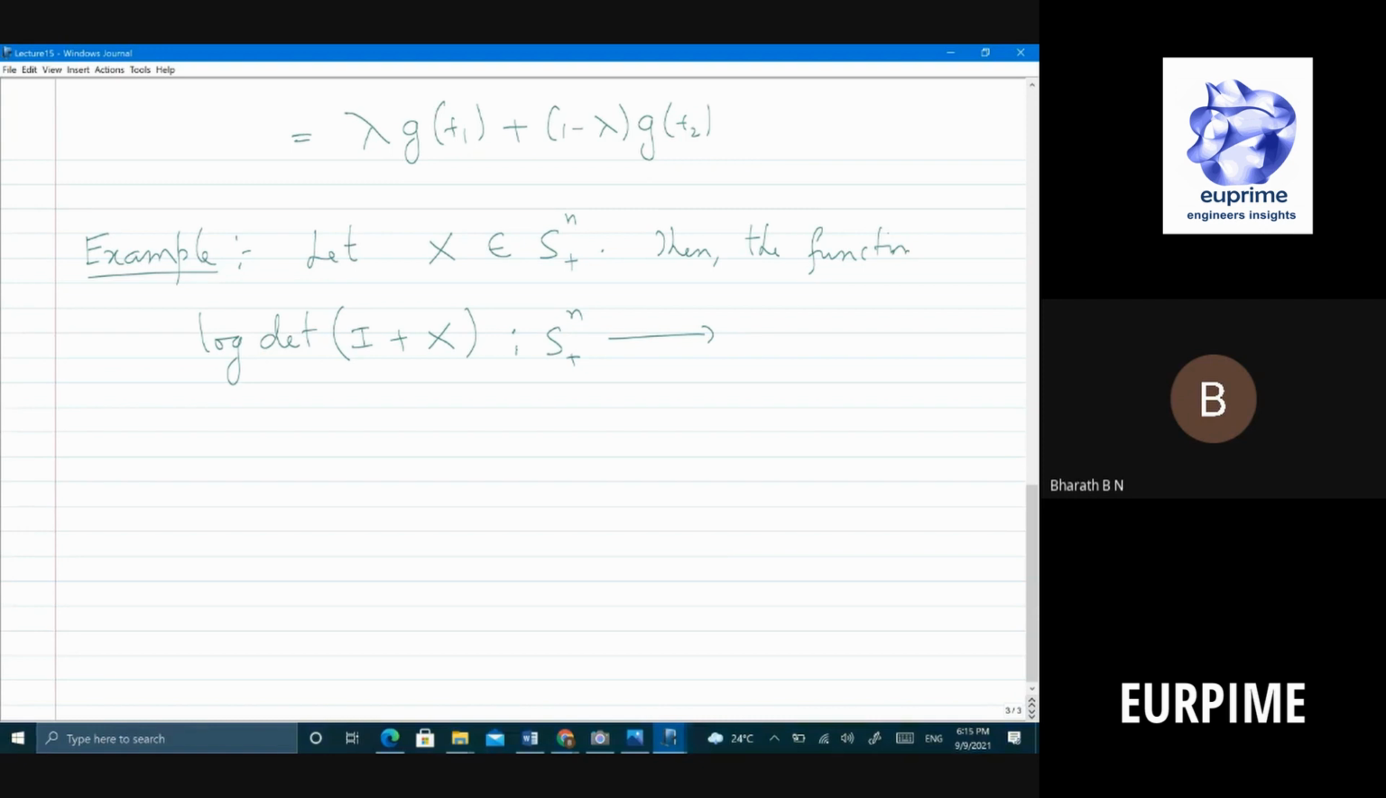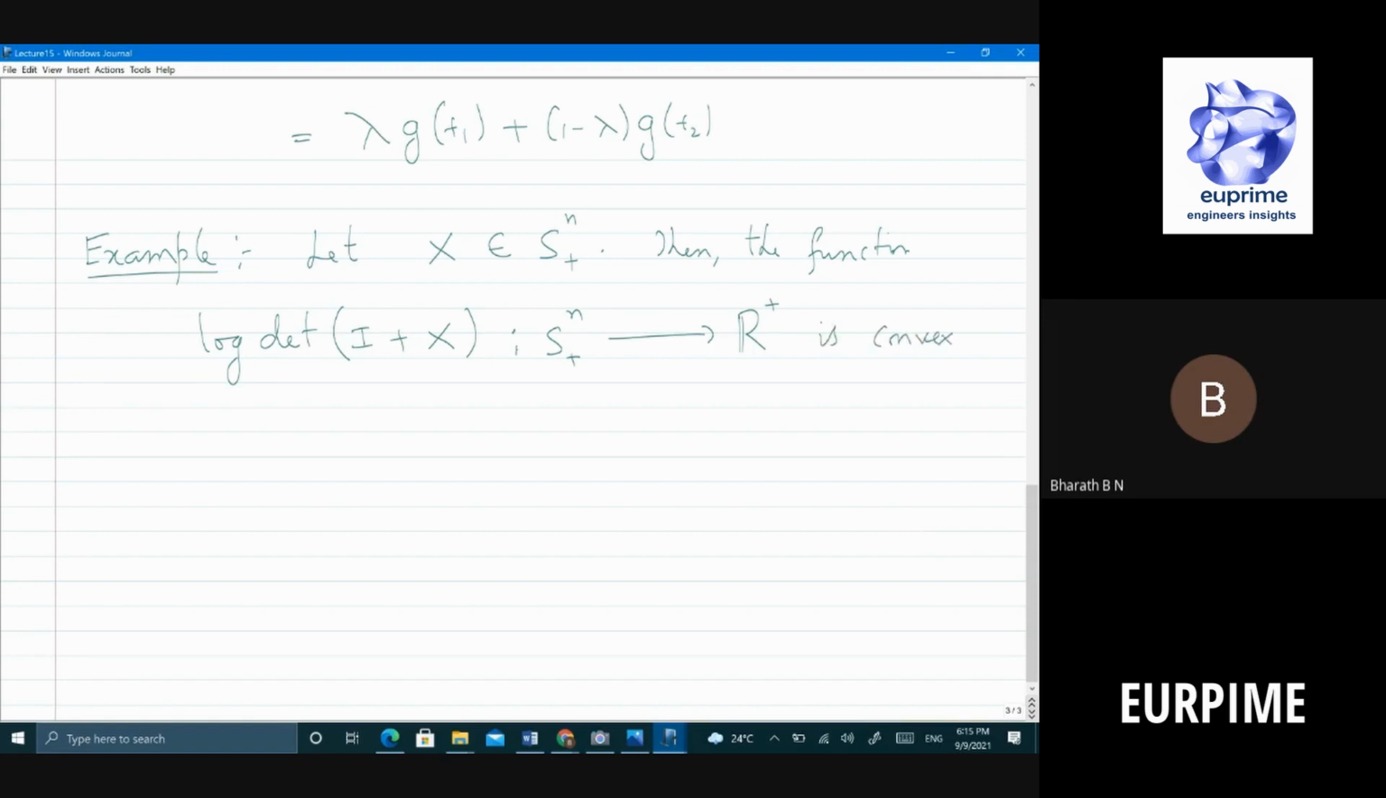Therefore, taking the product: the determinant of x is the product of the eigenvalues, so the determinant of identity plus x is the product of 1 plus the eigenvalues. So the log will be at least 0. So it should map to R plus. So this is a function, and this function is convex.